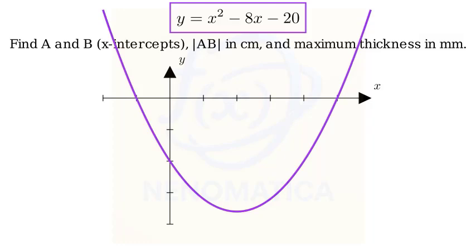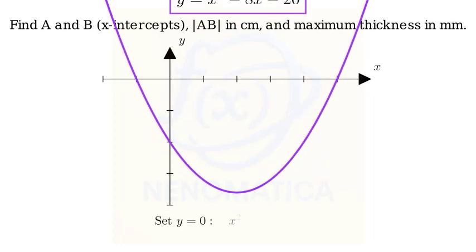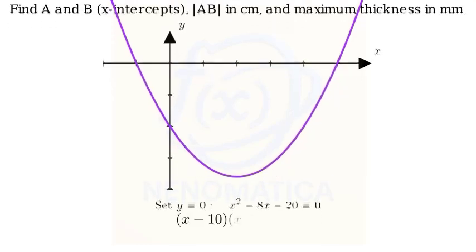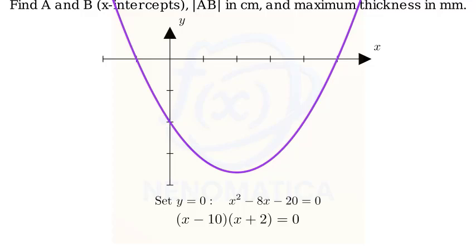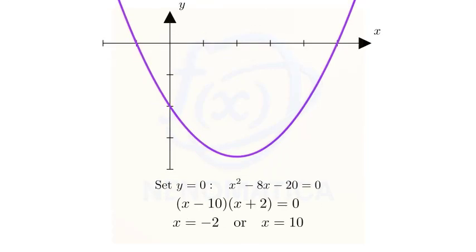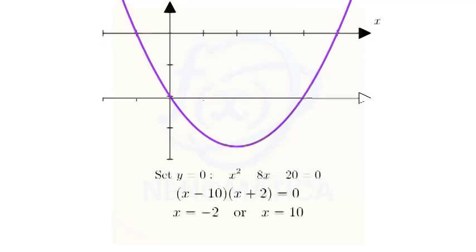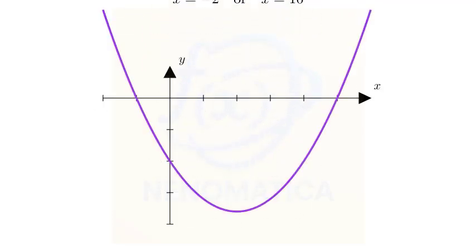Part A. To find the x-intercepts, set y equal to 0. We solve x squared minus 8x minus 20 equals 0. This factors as (x minus 10) times (x plus 2) equals 0. Therefore, x equals negative 2 or x equals 10. On the graph, these intercepts are the points A at (negative 2, 0) and B at (10, 0).